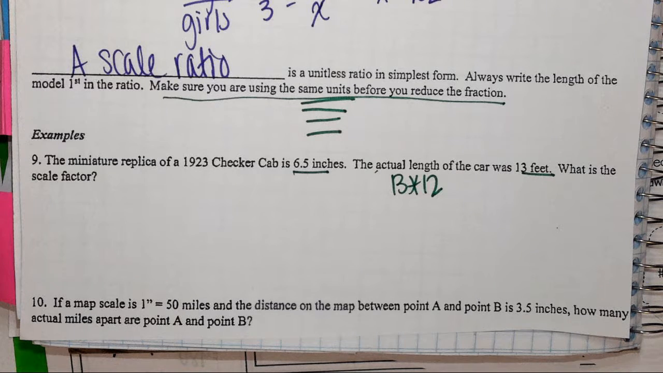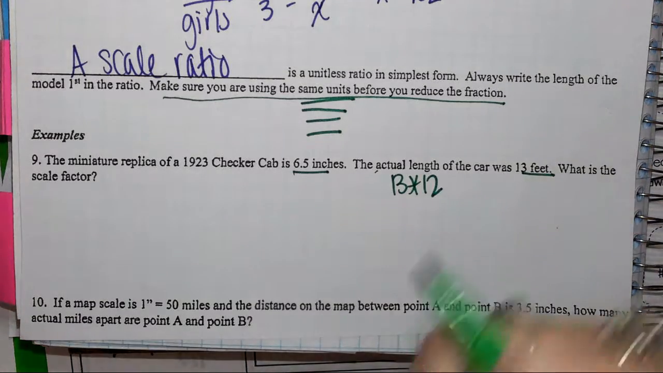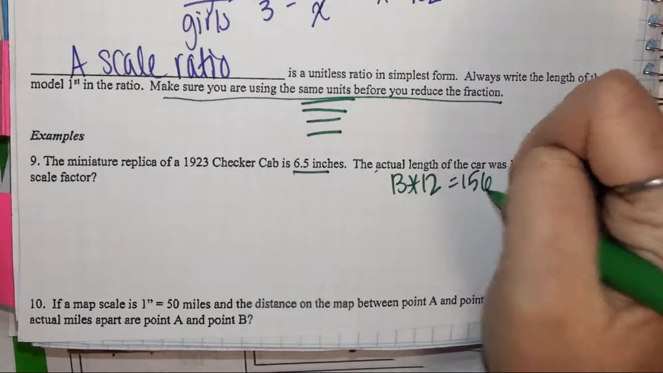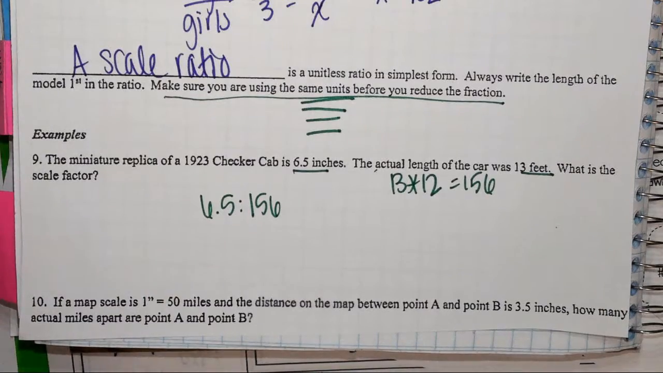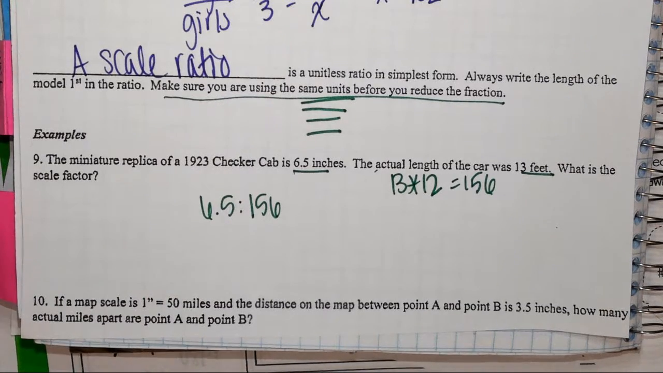Now, did it tell us to write our scale down first or the actual length first? Let's read it. Is it always write the length of the model first? So what should we write down first, 6.5 or 156? 6.5. All right, so we're comparing 6.5 to 156. Now, does that make any sense? No. What could we do to make it make sense? We could divide it. What else could we do?